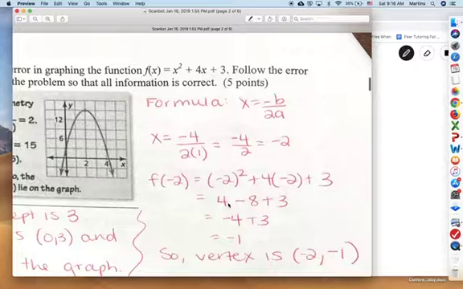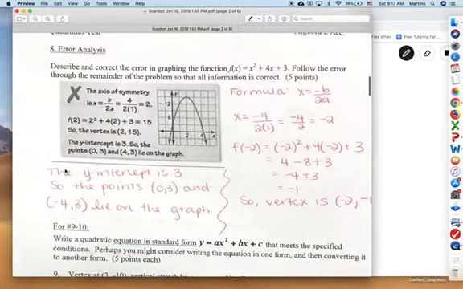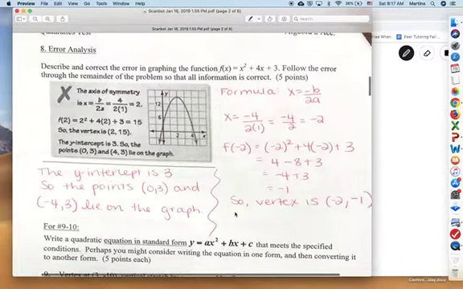We get that this is 4. 4 times -2 is -8. Okay, this gives us -4 plus 3, which is -1. So we combine our x and our y value to make the coordinates of the vertex, and we've got -2, -1. Okay, the y-intercept should be 3. Okay, that's actually correct. So that's not an issue from the graph because you could tell that from the original. So the point 0, 3 is on the right, and -4, 3 is on the left of the vertex.